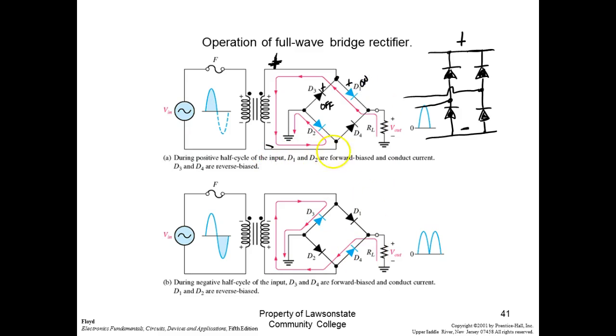Now I'm going to follow this minus over. That's going to put a minus right there, a minus right there. This guy right here is going to turn off because it's got a minus on the anode. This guy right here is going to turn on because it's got a minus on the cathode.